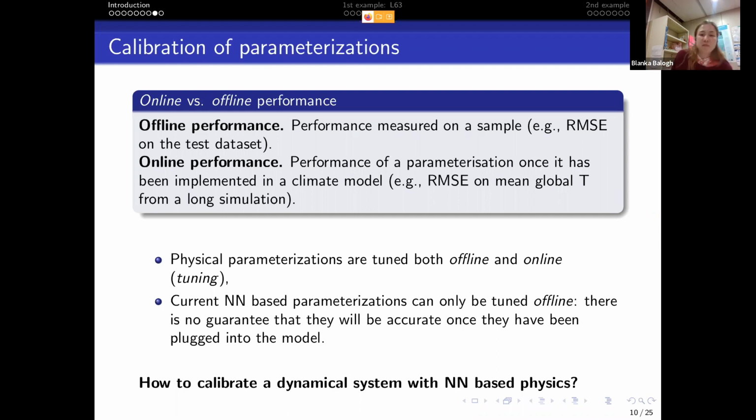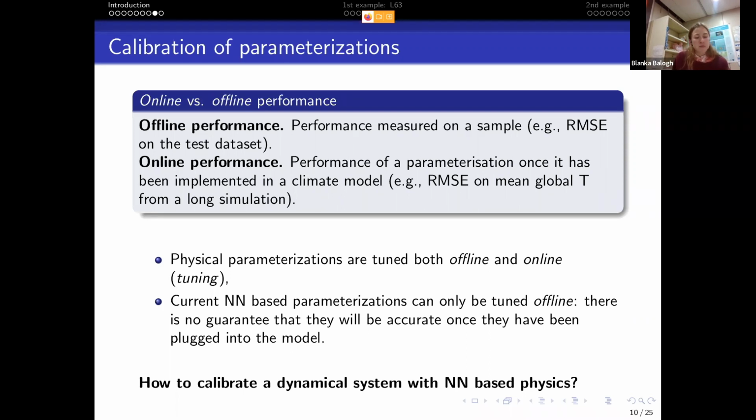This can be evaluated by measuring the error on some quantities that interest us. For example, one quantity that can be interesting is the climatology of the model, like the mean global temperature in a long simulation. The parameterization that is used will have an impact on it, and the error is computed with respect to observations, for example.